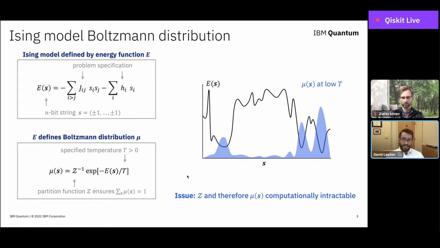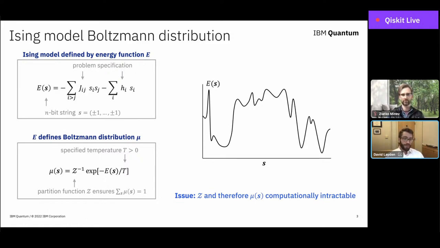So ultimately, the task that we're going to be interested in is drawing random samples from this Boltzmann distribution in blue here. And one of the big challenges that we're going to be faced with is that we can write down this equation, but we don't actually know what the values of these probabilities should be. In other words, we don't actually see this blue curve, this distribution. Instead, the only thing that we can computationally access efficiently is the energy function that defines the distribution.